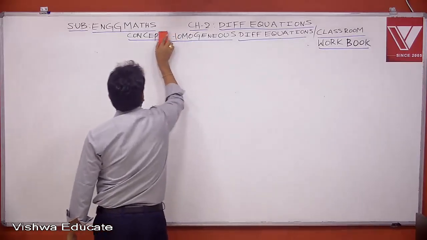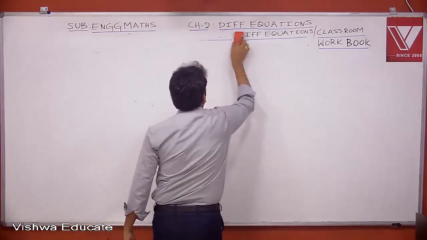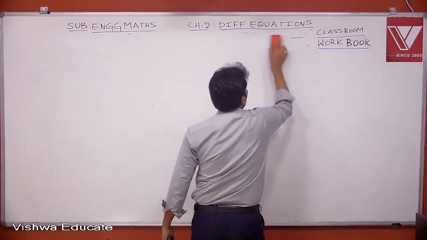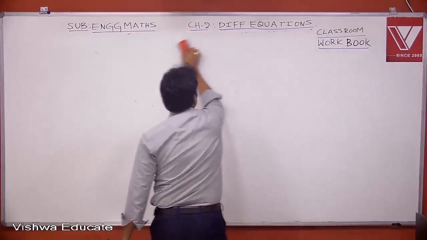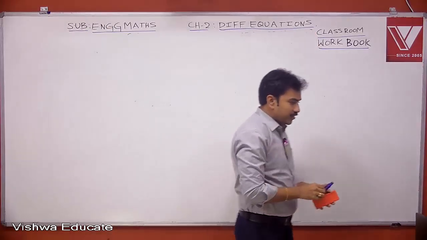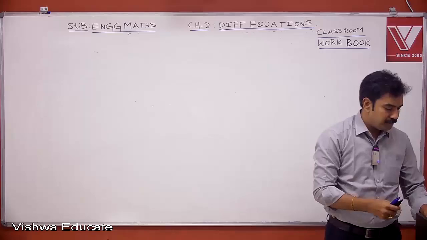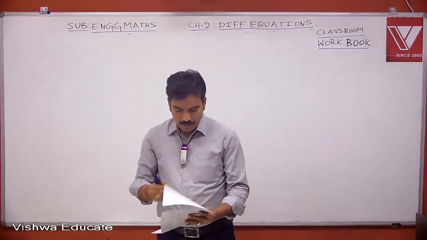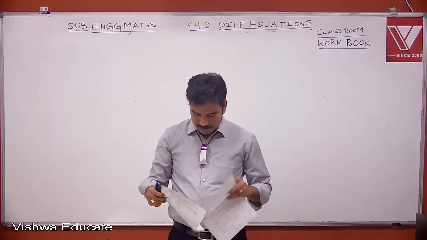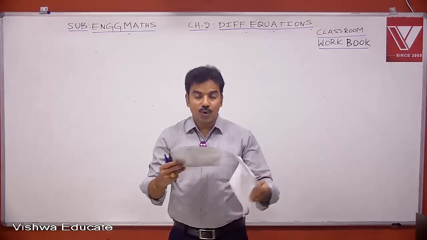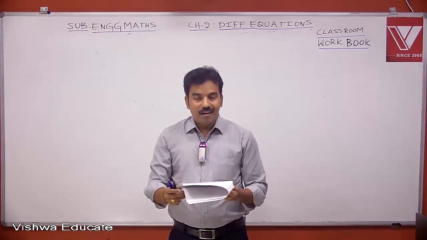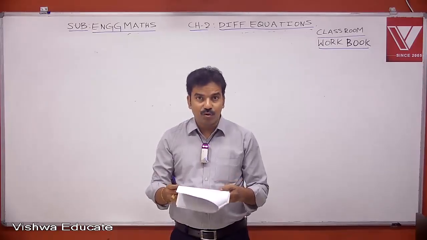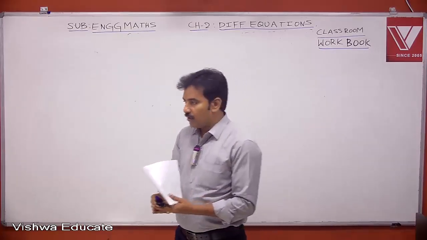Now we discuss the classroom workbook, that is, questions based on homogeneous linear equations with constant coefficients. Let us go through the classroom workbook. Let us start from question number 32 onwards. Question number 32.